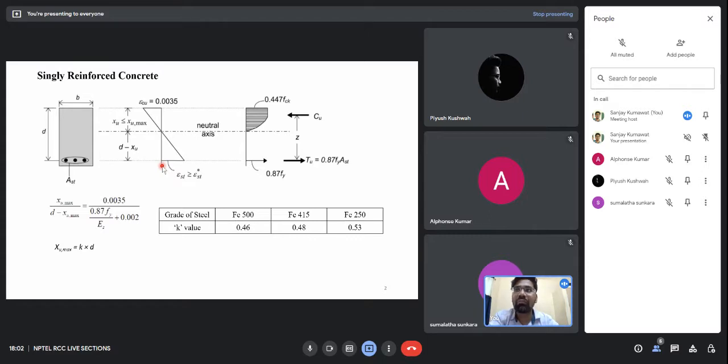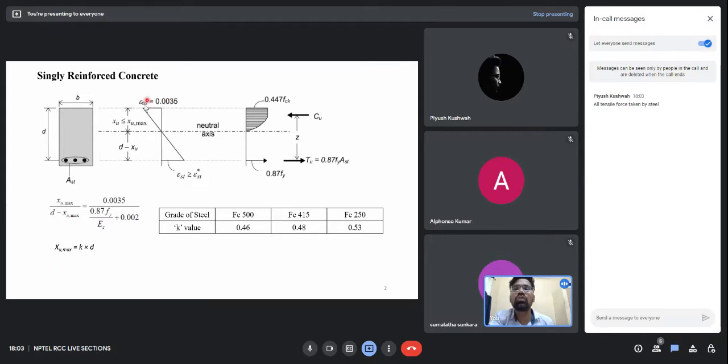Can any one of you tell me what type of assumption we used to draw this strain diagram? This is the strain diagram which shows strain in concrete and the strain in the reinforcement in this beam. No one? Okay, so I will tell you. This is very important. This is many times asked in GATE examinations also. One of the assumptions is that all tensile forces are taken by the steel, but I'm asking you what assumption is used to draw this strain diagram.